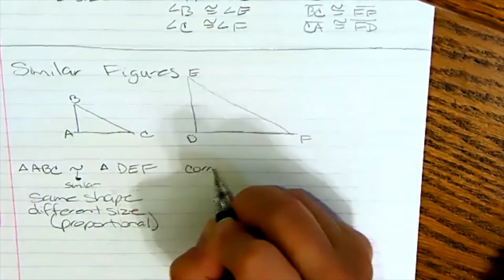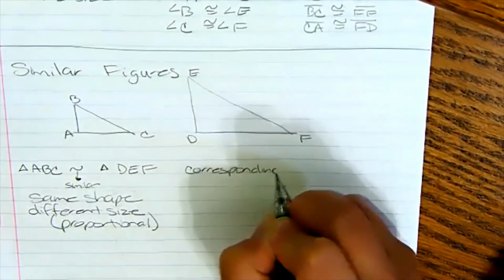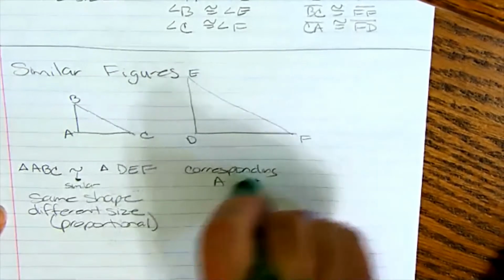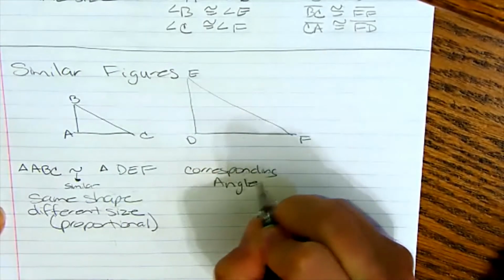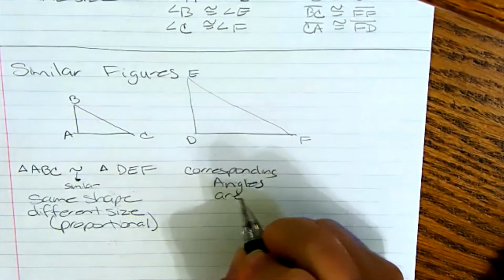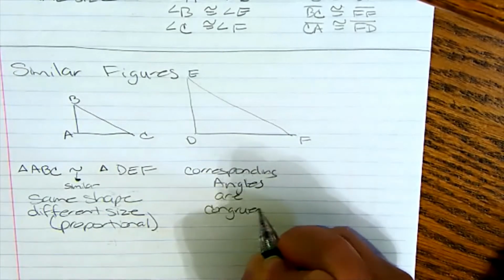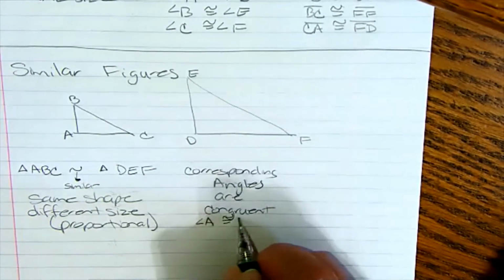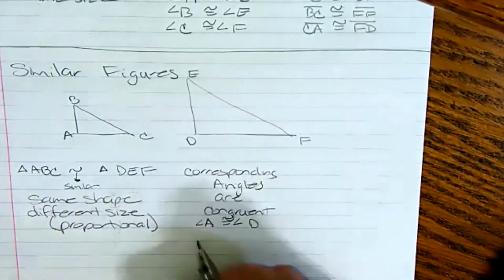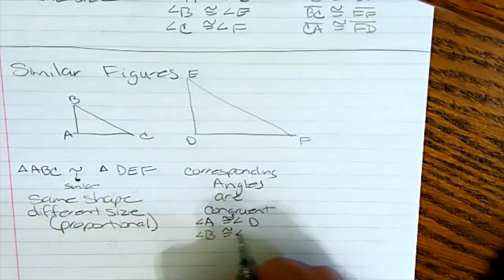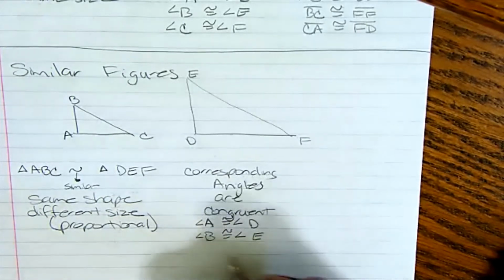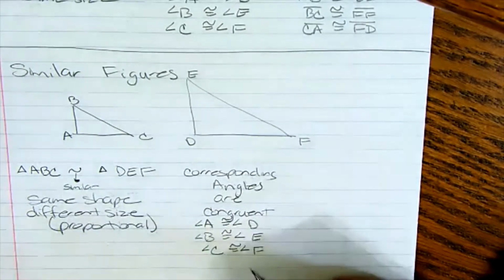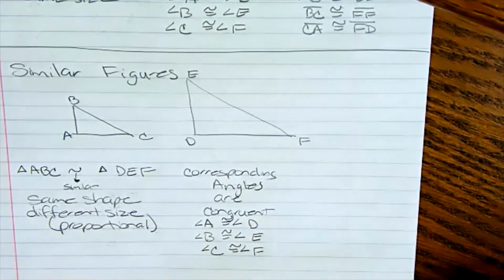So corresponding angles are congruent. They have the same measurement. So angle A is congruent to angle D. Angle B is congruent to angle E. And angle C is congruent to angle F. They have the same measurements.